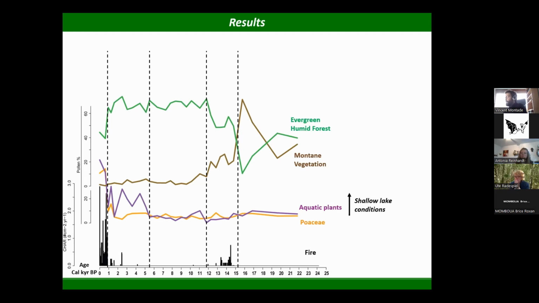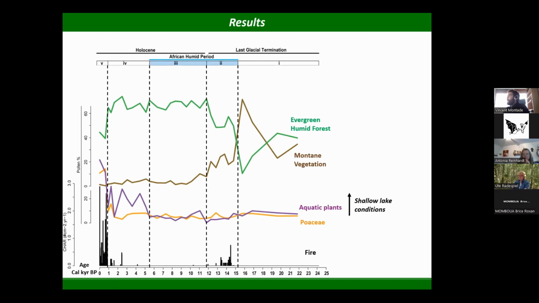During the Holocene, we can see that during the mid-Holocene particularly, it seems that we have shallow lake conditions increasing, probably reflecting the decrease of precipitation, which is exactly at the end of the African Humid Period. The African Humid Period is well known in Africa.